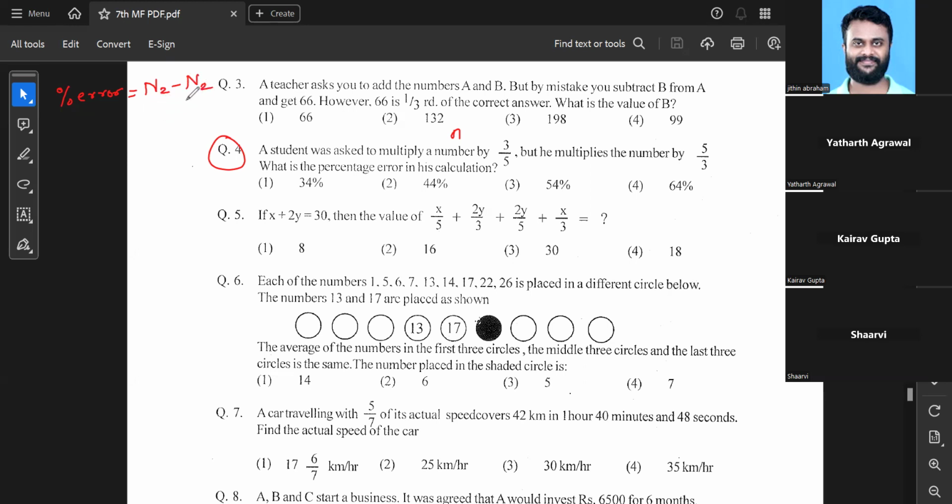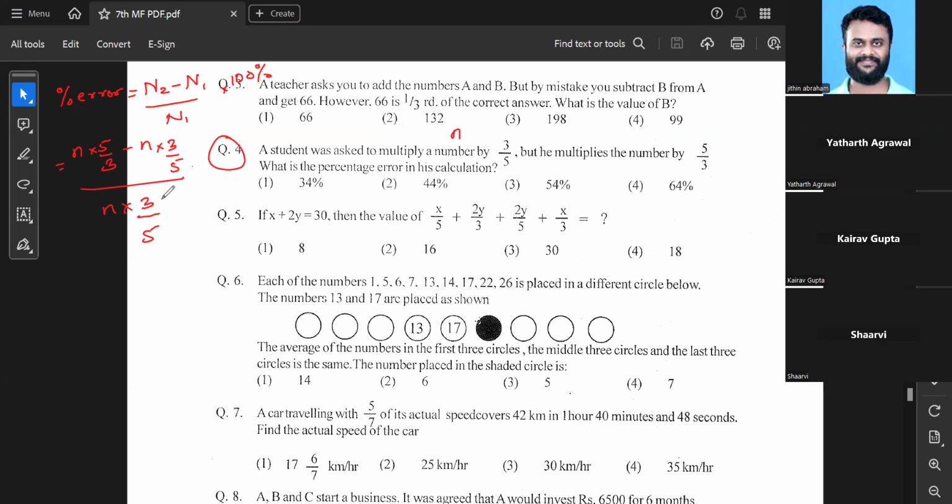So change is generally n2 minus n1 upon n1. This is the formula for percentage error, obviously multiplied by 100 because it's percentage. Whenever you see percentage, this is what you have to do. First you find the change and then divide by the original number. The change is whatever mistake he has made. So n multiplied by 5 by 3 is the mistaken number, and n multiplied by 3 by 5 was the original number, divided by n multiplied by 3 by 5.